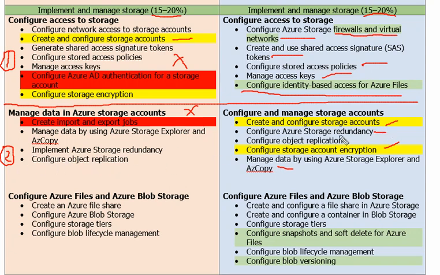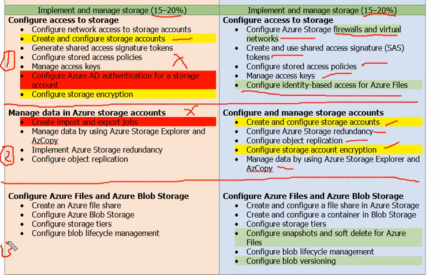And configure object replication is available here. And definitely this yellow one has come from the first part, so it's same. So we have covered the second part as well. Only one thing is removed, which is create import export jobs, and some things are shifted from different parts. So now we are going to compare the third part, which is configure Azure files and Azure blob storage.